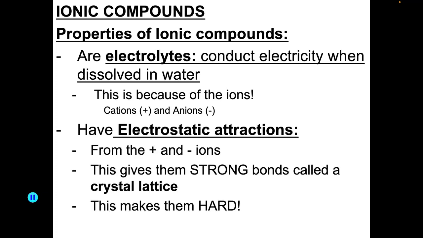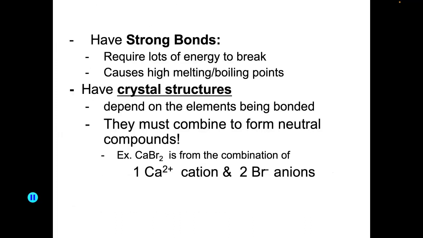They also have electrostatic attractions between the positive and negative ions. What that means is it allows them to have strong bonds called a crystal lattice. So they have a very strong structure in that bonding, and it makes them hard, meaning it's hard to break the bonds. They have strong bonds, which require lots of energy to break, and this causes high melting and boiling points.